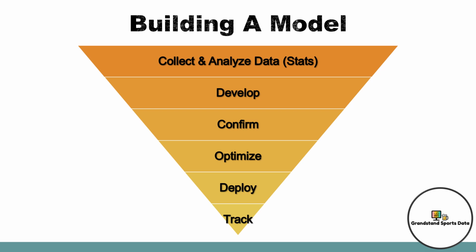The next step would be optimizing the model. So this is making adjustments to the model to improve its accuracy. This could also be done by assigning weights or comparing multiple models into one big model. Next, we deploy the model. This is putting the model into practice by using it to make predictions. This is where you'll add your predicted odds so you can compare them to the odds of the market to see if you have an actual betting edge or not.